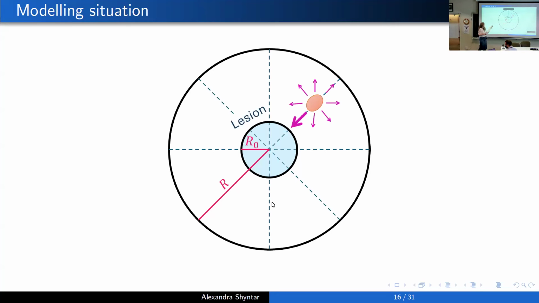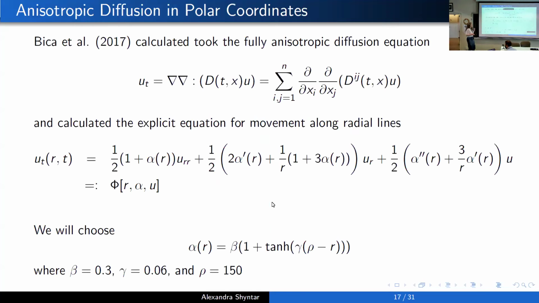And then we will have cancer cells, and they will have preferential movement towards the lesion, but they can also move in other directions as well. So for the movement of the glioblastoma cells, we will assume that if they move towards the lesion, they are moving along the radial lines. And the closer they are to the lesion, the more preferential movement they have. Now, this situation, the particles moving along the radial lines, have been previously modeled by Bika et al.